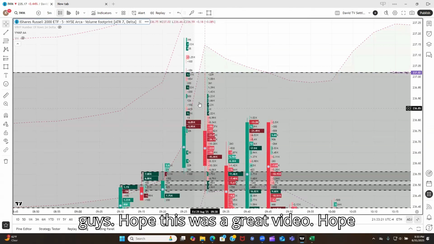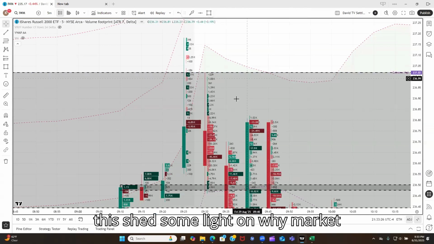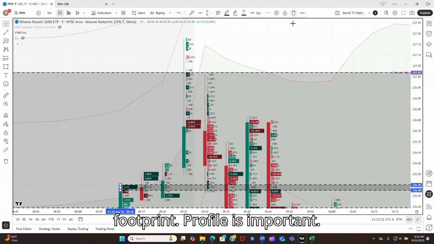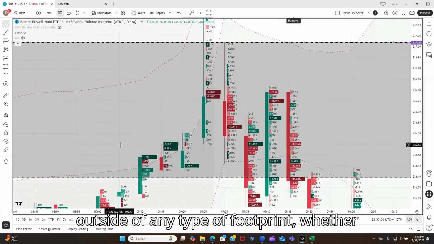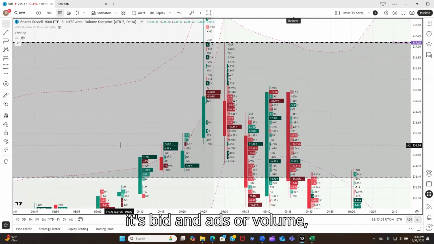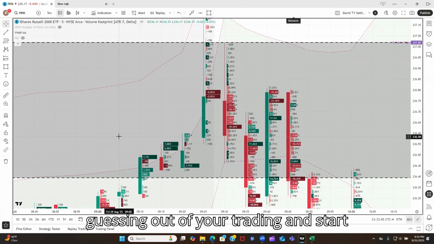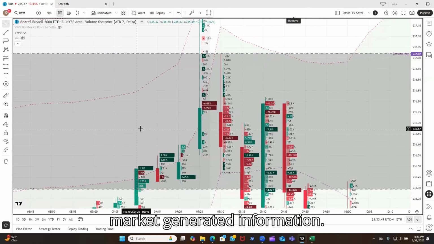Hope this sheds some light on why market profile and volume footprint profile is important. It's a great tool to use. Anything outside of any type of footprint, whether it's bid and ask or volume, is completely guessing. Take the guessing out of your trading and start actually using data, market generated information.